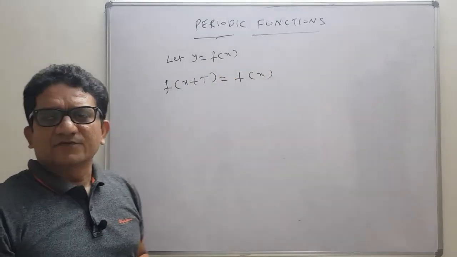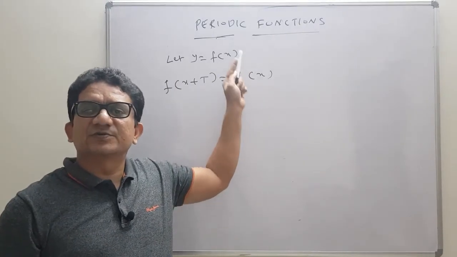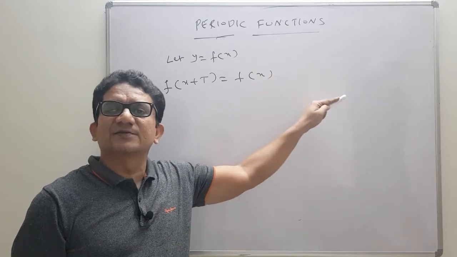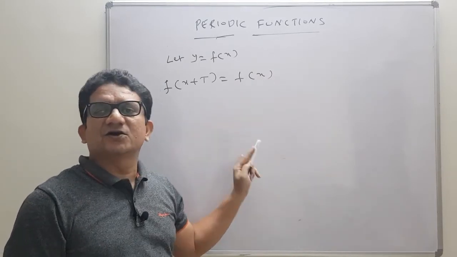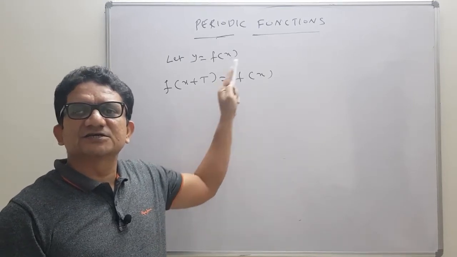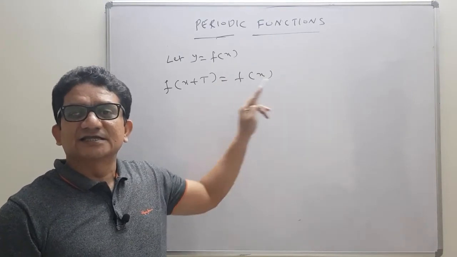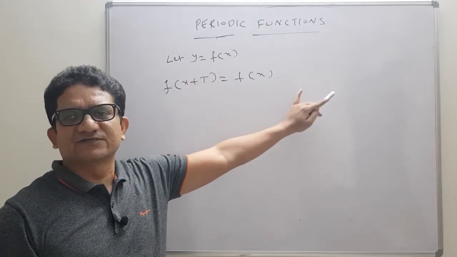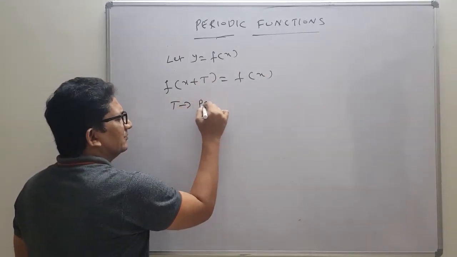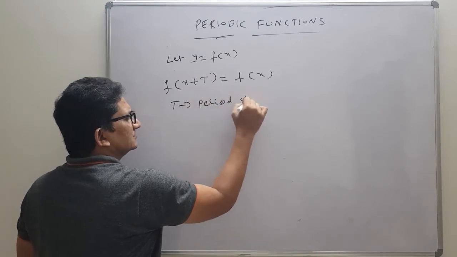A function f of x is said to be periodic if there exists a positive real number t independent of x such that f of x plus t is equal to f of x. Then the function is a periodic function, and here t is said to be the period of the function.